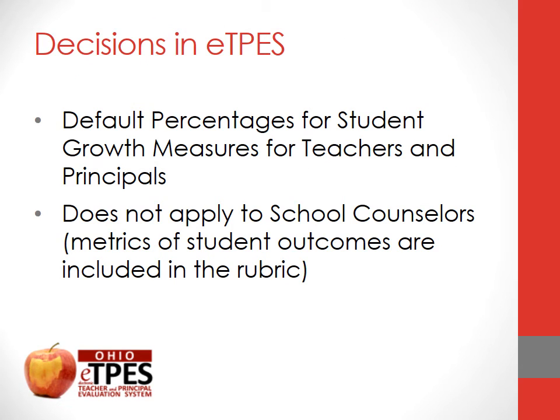Later this school year, the superintendent or designee will enter default percentages for student growth measures for teachers and principals in eTPES. There will be no entry of student growth measure default percentages for school counselors because this does not apply to school counselors. Metrics of student outcomes are included in the school counselor evaluation rubric and are used in place of student growth measures.